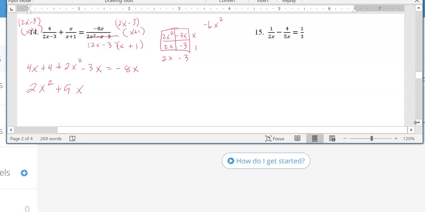And then I've got this plus 4. Okay, and you could solve by factoring, or if you wanted to, complete the square or use the quadratic formula. I'm just going to do this by factoring.